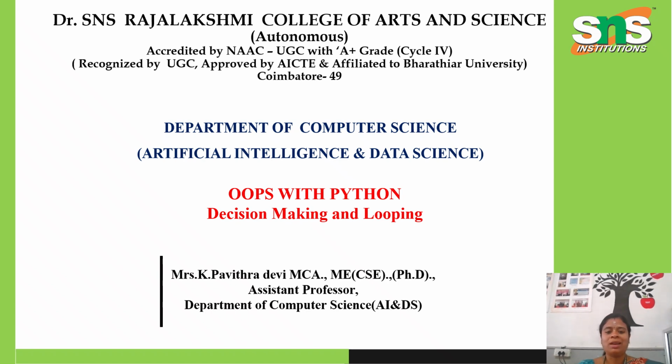Now I am going to take the class about decision making and looping. Decision making and looping is the most important control structure in Python. It controls the flow of execution of the program. Decision making allows the program to choose different actions based on the conditions. Python uses the conditional statement for decision making.